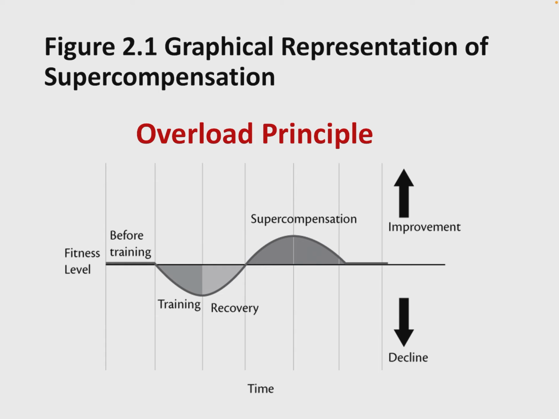So if we're not training at an intensity that decreases the capacity of the organism, we're not going to see that supercompensation occur. Overload did not occur, so supercompensation does not occur, and again, fitness will not increase over time.